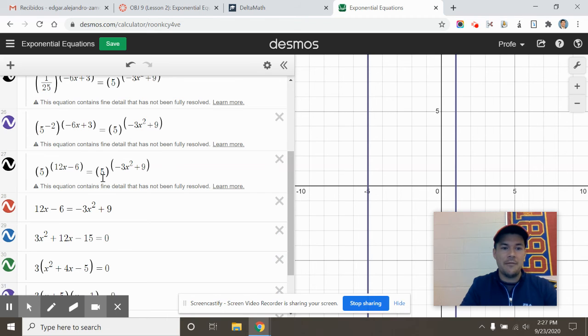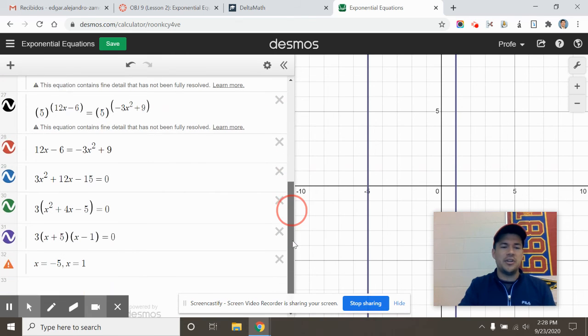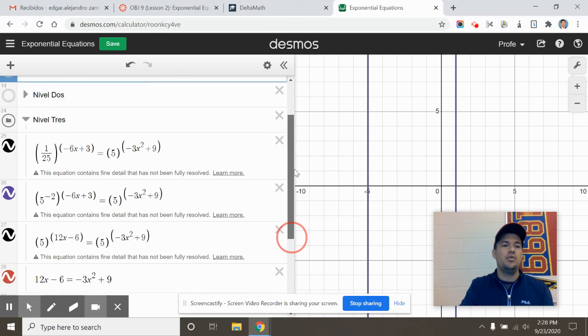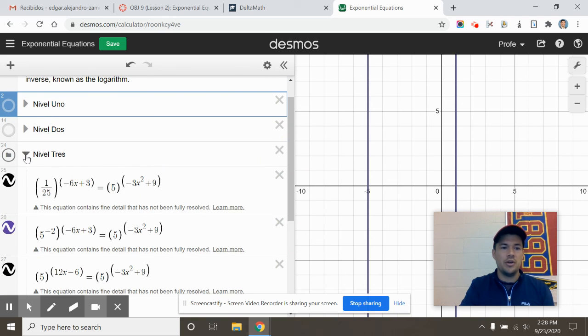Now that I have my common bases, my bases are equivalent in an equation, my powers must be equivalent. So I say 12x minus 6 equals -3x squared plus 9. That's a quadratic equation, and we've been doing those all semester. You're never going to get away from them. So I am going to set that quadratic equation equal to 0 and extract the GCF. At that point, I factored my quadratic to x plus 5 times x minus 1. And I arrived at the answer x equals -5 and x equals +1. Those are the two solutions to that exponential equation.